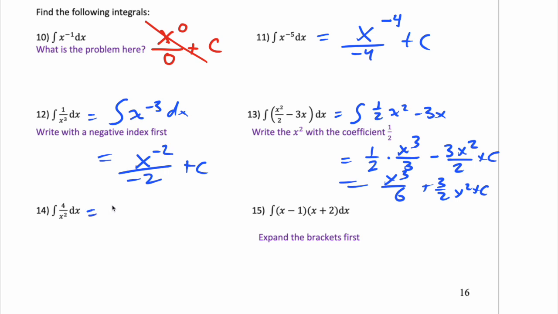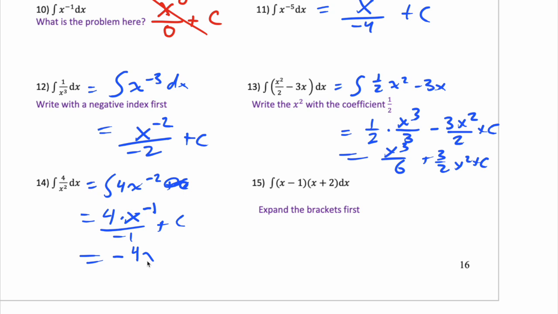And similarly, rewrite it as an exponent with no fraction. So that is 4 times, increase the exponent by 1 becomes -1. So you can write this as -4 x to the power -1 plus c, or -4 over x plus c.